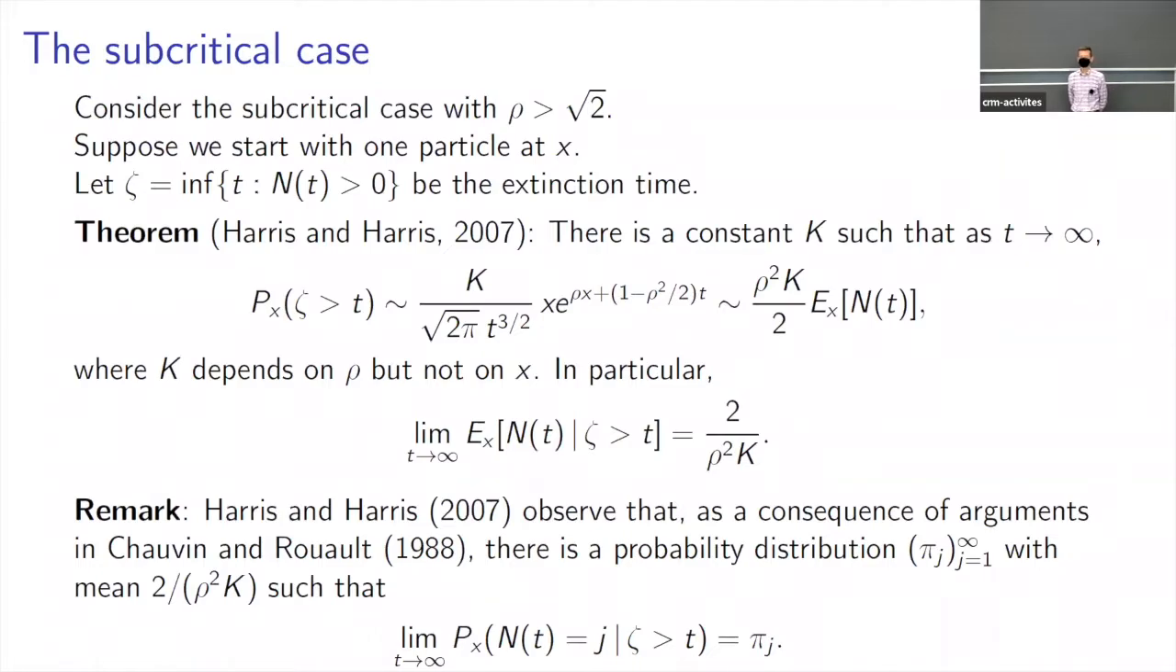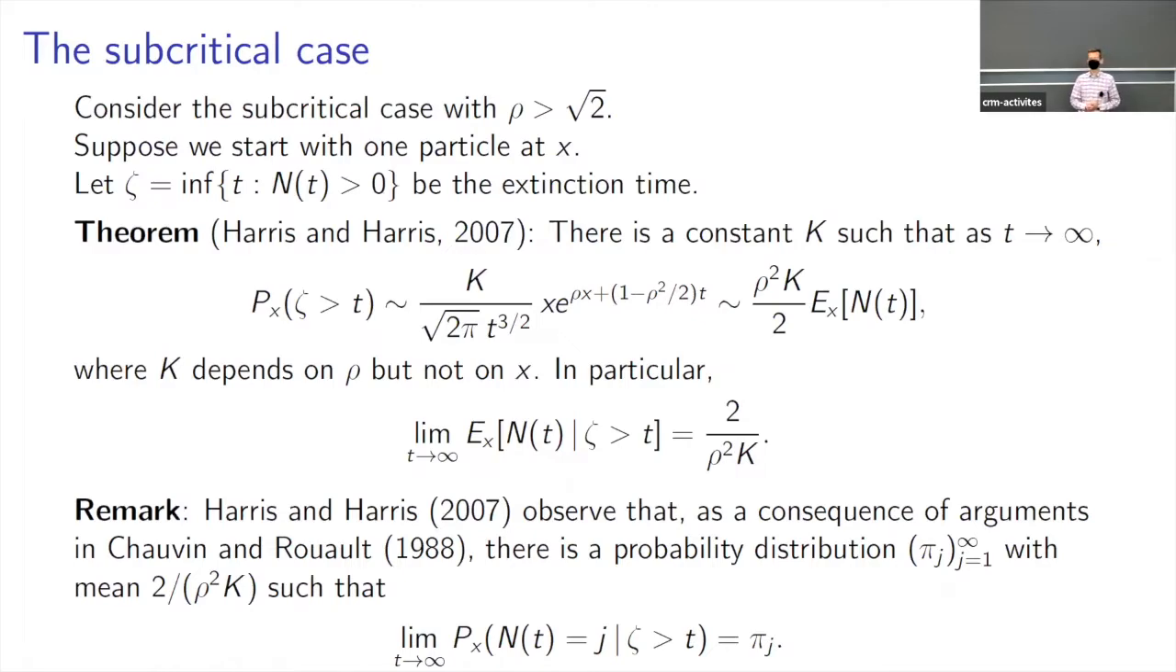Okay, so let's move now to the subcritical case where the drift is greater than the square root of 2. Again, we'll start with one particle at x, and in the subcritical case, the process goes extinct, and we're going to denote by zeta the extinction time.